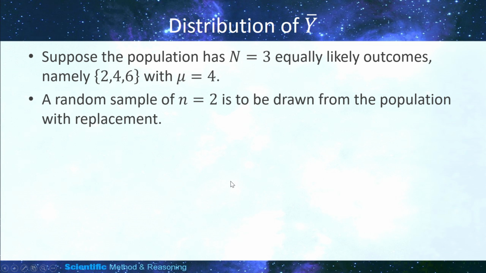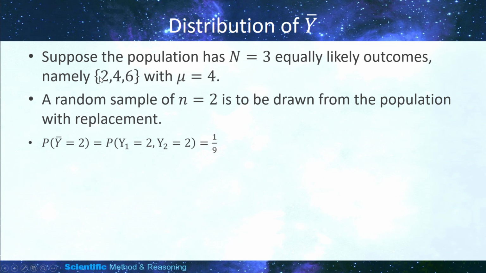So what are the possible outcomes? The possible outcomes could be a 2 and a 2, and so the sample mean equals 2. If the first one drawn is 2, the second one drawn is 2, then we have a sample mean of 2. But the probability of this pattern is 1/9, because this is simply 1/3 times 1/3, that the first one is a 2 and the second one is a 2.